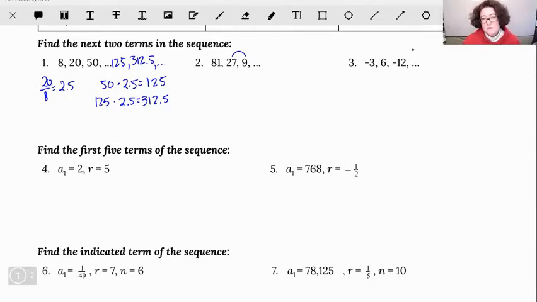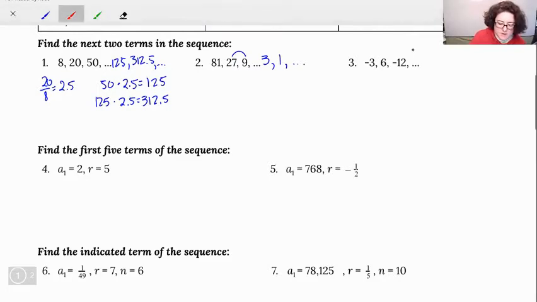Test that out. Well, 81 divided by 3 gives you 27. So next two terms, well, 9 divided by 3 would give you 3. 3 divided by 3 would give you 1. And so actually, let's note what we figured out on these. So in number 1, we figured out our common ratio was 2.5.